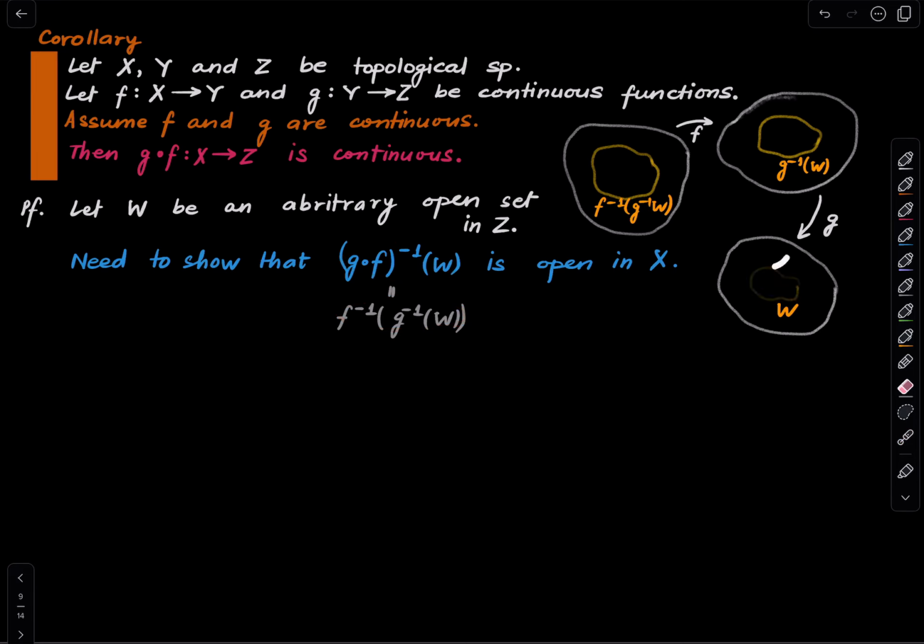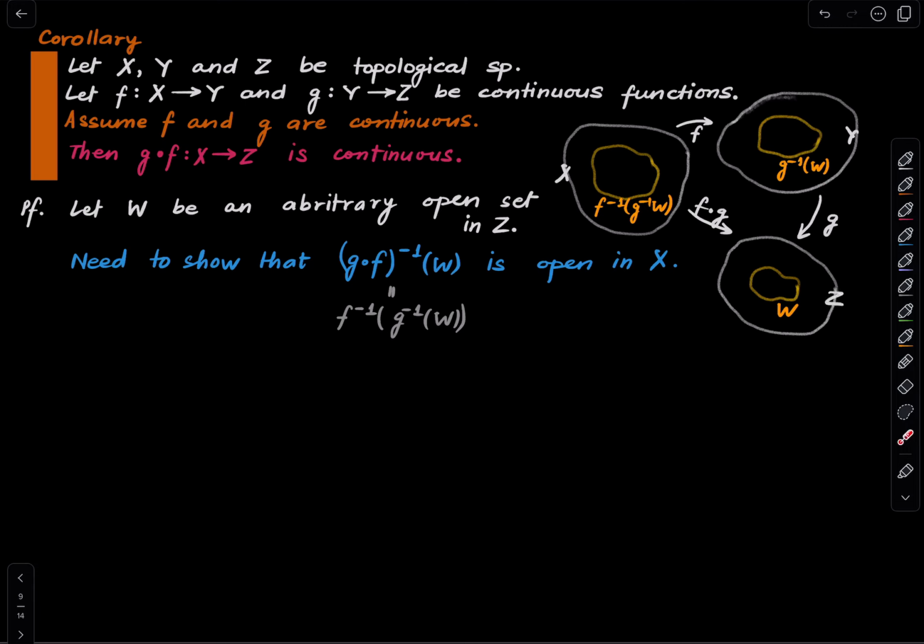It says that first you pull back using G, then you pull back using F, or you directly pull back using the composite. Okay. So we want to show that this is open, but note that since G is continuous, the pullback of W under G is open in Y. Perhaps I should label the spaces.